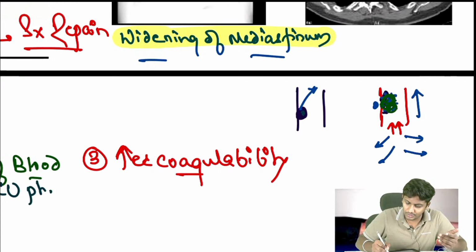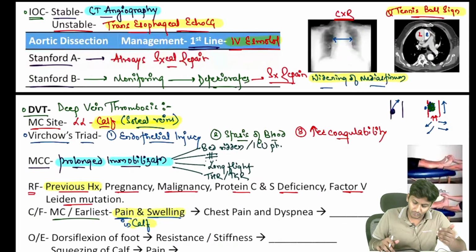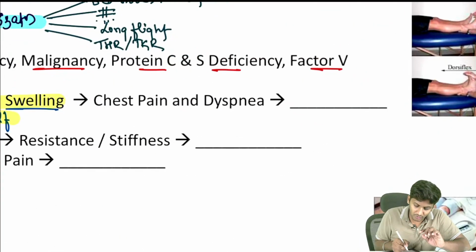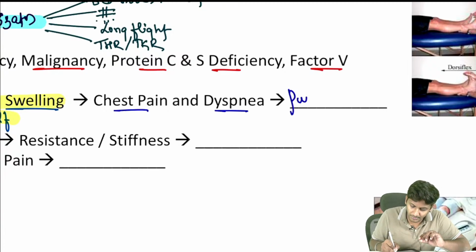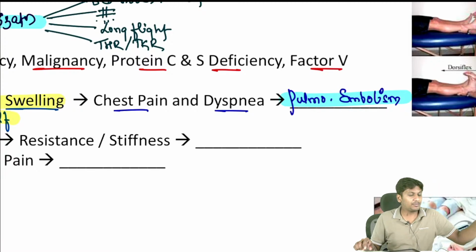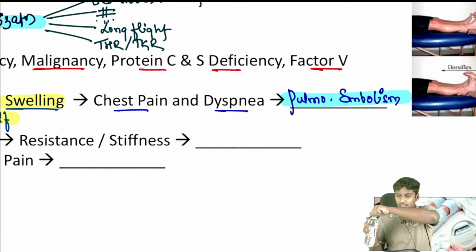Okay, so pulmonary embolism is a topic to be studied over there. So definitely if a patient of DVT comes to you with chest pain and dyspnea suddenly, it has to be a case of pulmonary embolism. Okay, so that's the important thing you have to be aware of. The complication of DVT can be pulmonary embolism, that has to be remembered.